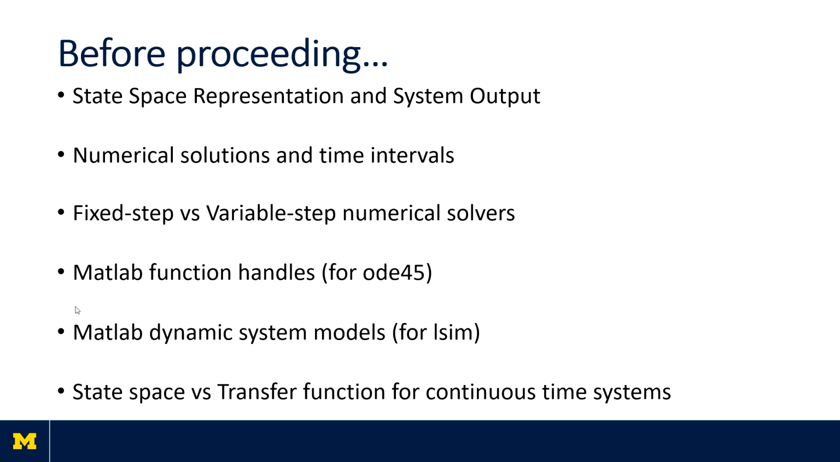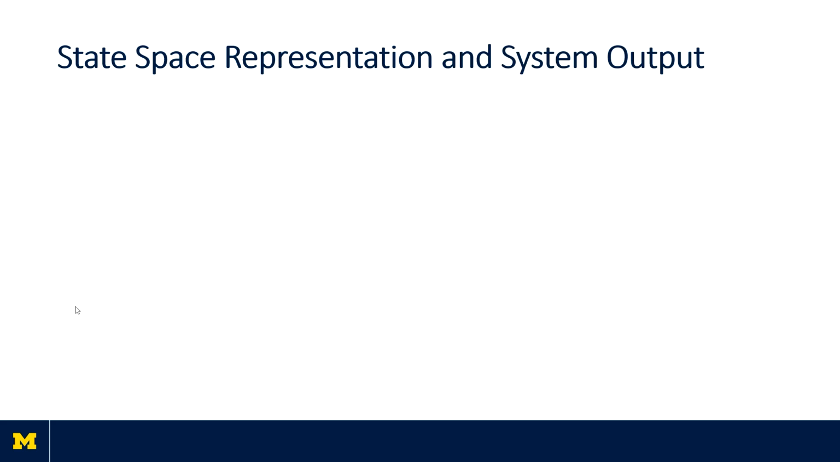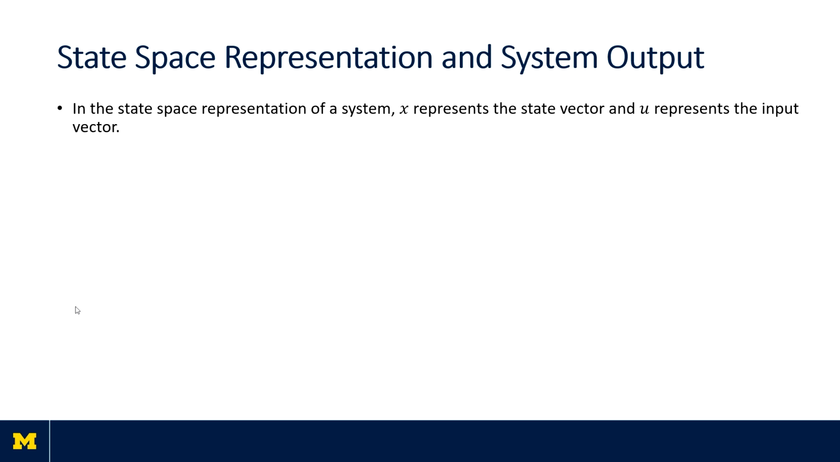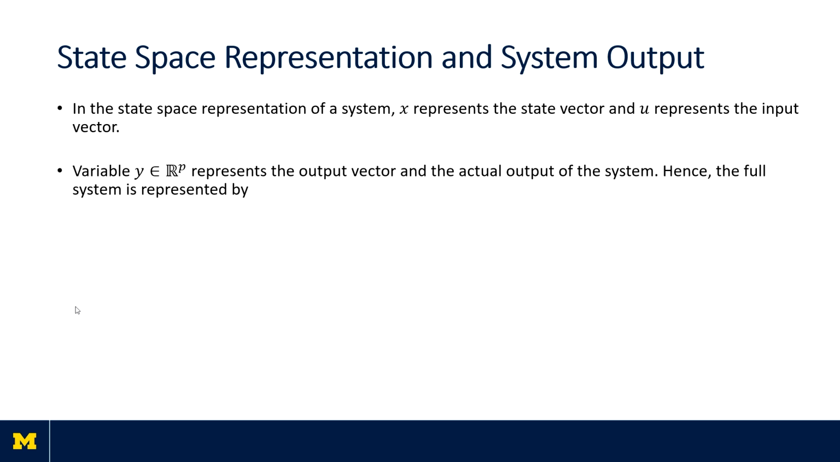Before proceeding, I'd like to take some time in order to see these 6 points. These are going to make it easier to explain some of the details of Matlab and Simulink programming. First, the state space representation and the system output. As you may already have seen in class, x represents the state vector while u represents the input vector. However, the actual output of the state space representation is given by y, and hence the full system is represented as such.